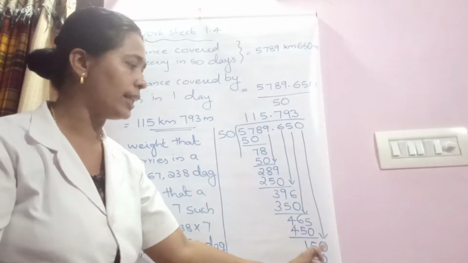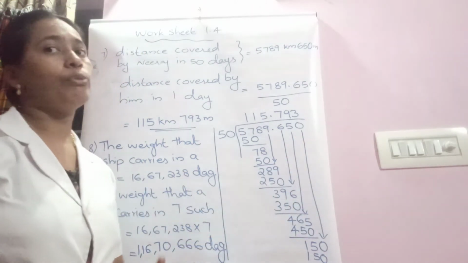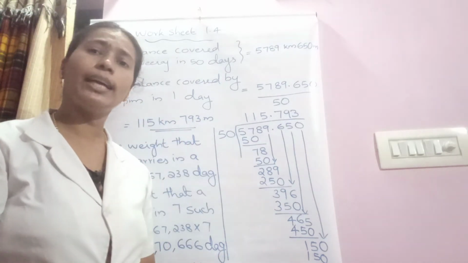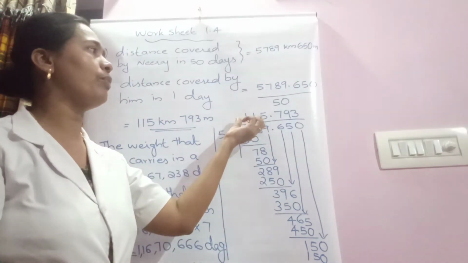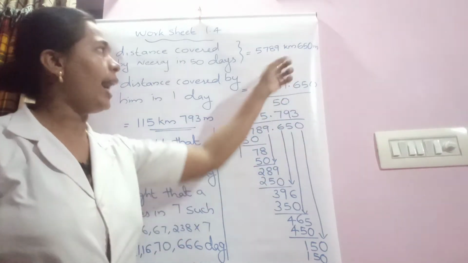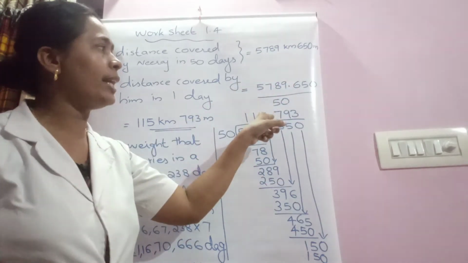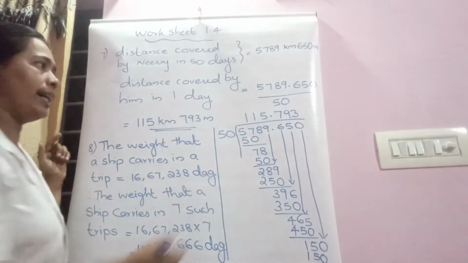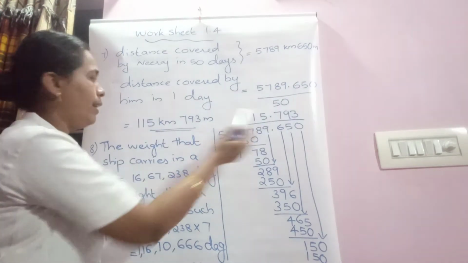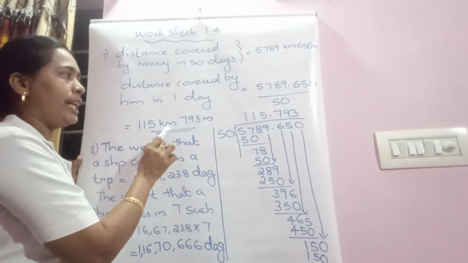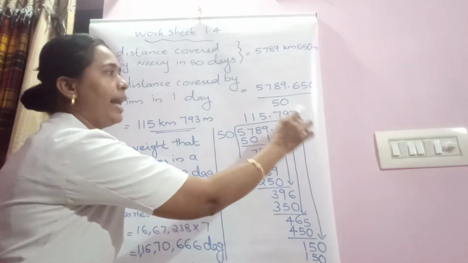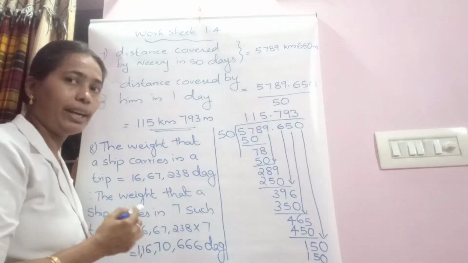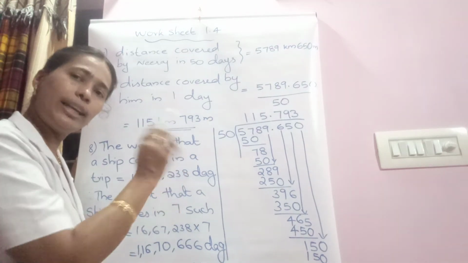Bring down the last digit 0. 150, how many times? 3 times. So we have remainder as 0. Quotient as 115.793. Actually, instead of this kilometer, teacher told you to put decimal point, isn't it? So while writing the answer, instead of this decimal, we can write 115 kilometer. The balance one, 793 as meter. 793 meter, and it is finished.